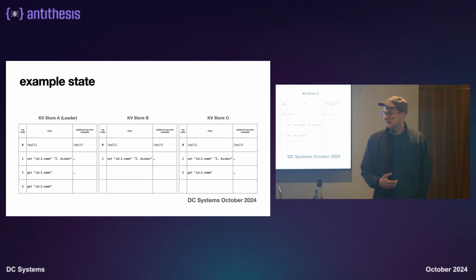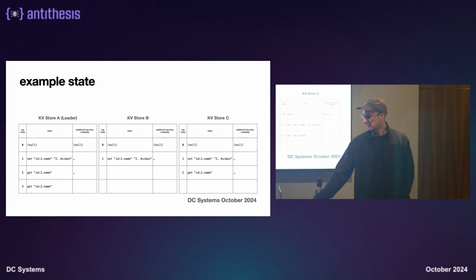That might be because it is no longer able to communicate with the leader, or it might be because it just has not completed writing that log to disk yet. But K store C does have that entry. And then finally, at the very bottom, we see an entry that only the leader has, that has not been successfully replicated to the other two nodes in the cluster.